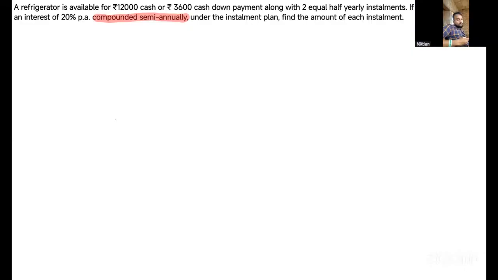Semi-annually. I think because the word compounded is given, that's why it's CI, not SI. Okay, now we don't have to use the formula of SI, the simple interest formula. We will not use that. We will use the compound interest formula now. So it's a little bit different, and you can say it's a little bit of a rectification also. Okay, so we'll try to solve this.